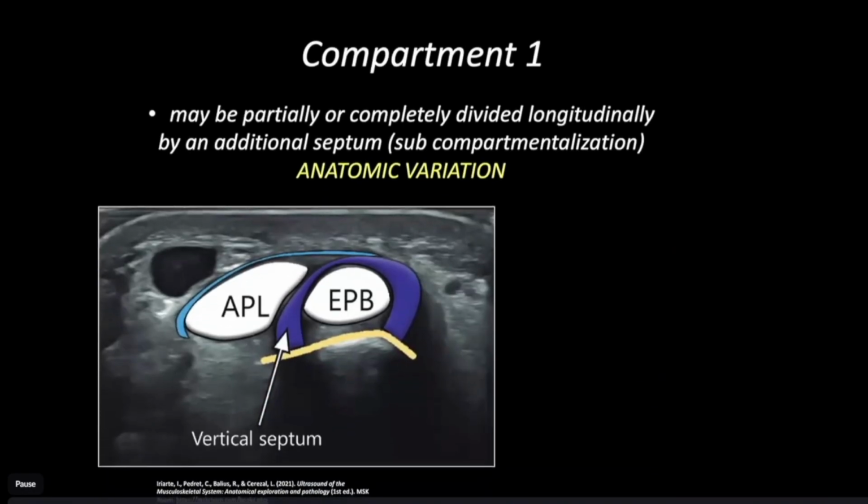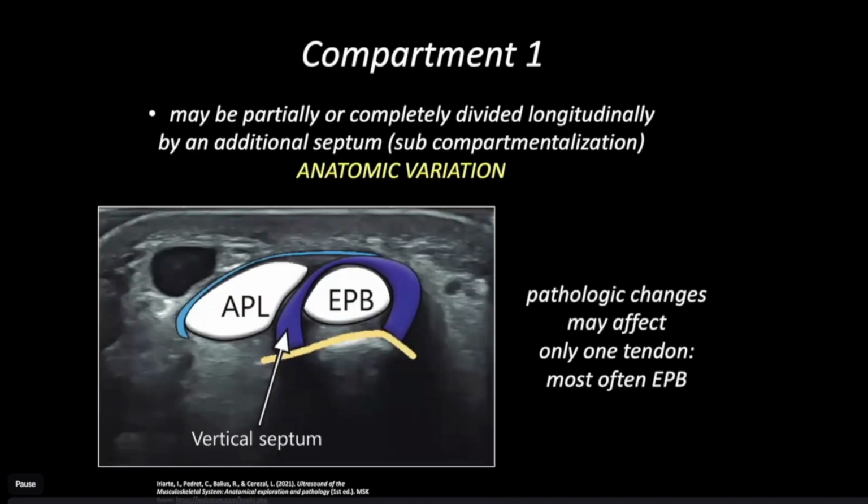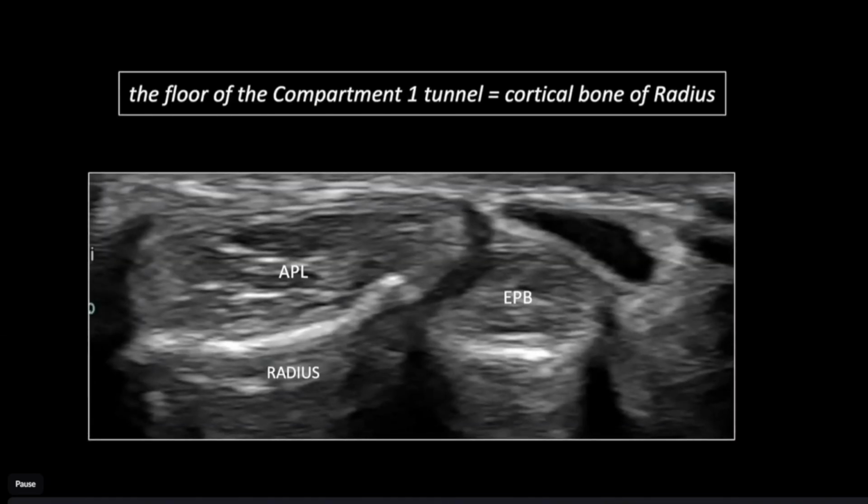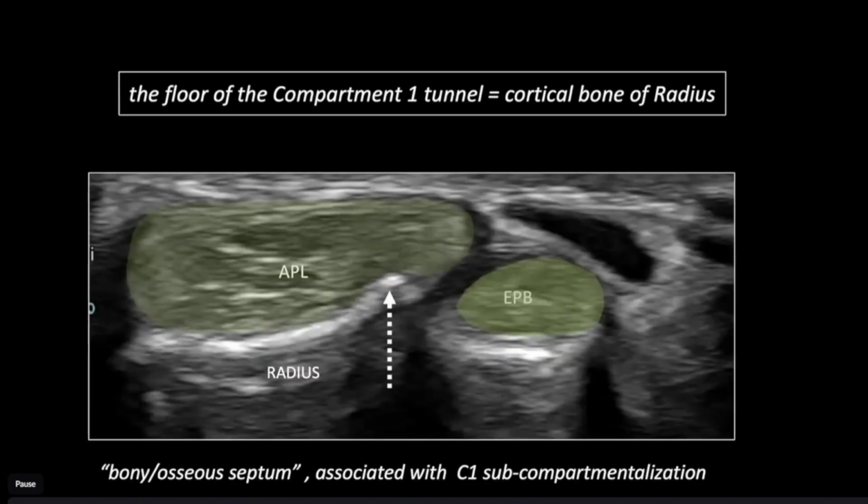I mentioned that bony septum. Compartment 1 may be subcompartmentalized. It's an anatomic variation. If this is the case, the changes may affect only one of the tendons, and that's often EPB. You need to look for a prominent little bit of bone, an osseous or bony septum on the distal radius.